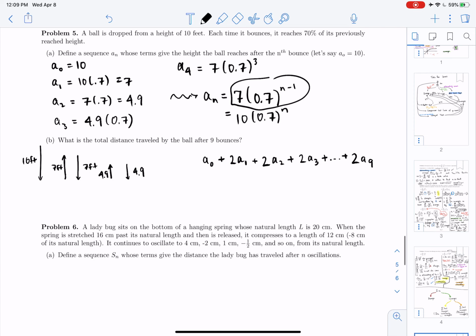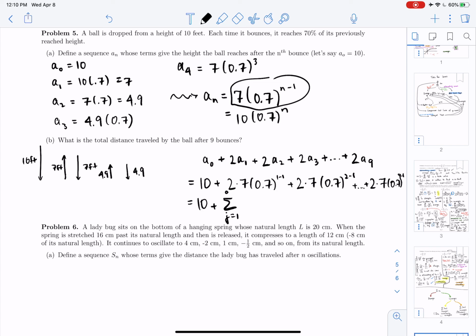Okay, so instead of calculating all of that, let's write this as 10 plus 2 times, what is a sub 1? Well, we already said that a sub 1 would be 7 times 0.7 to the 1 minus 1, plus 2, here's a sub 2, 0.7 to the 2 minus 1, etc., until we get to 2 a sub n. A sub n would be 7 times 0.7 to the 9 minus 1. Let me write that as a series because we've got a lot of repetition. So that last part looks like the sum from j equals 1 to 9 of 2 times 7 times 0.7 to the j minus 1.